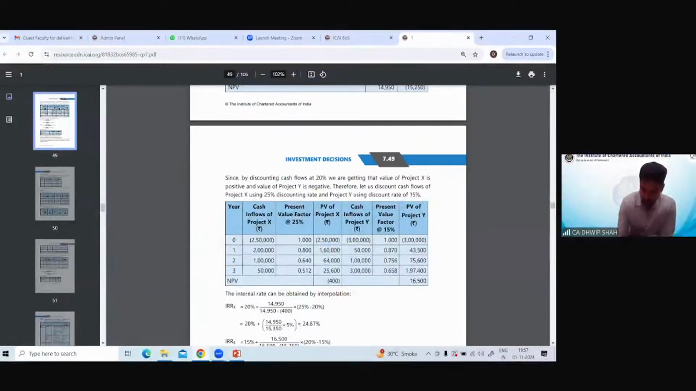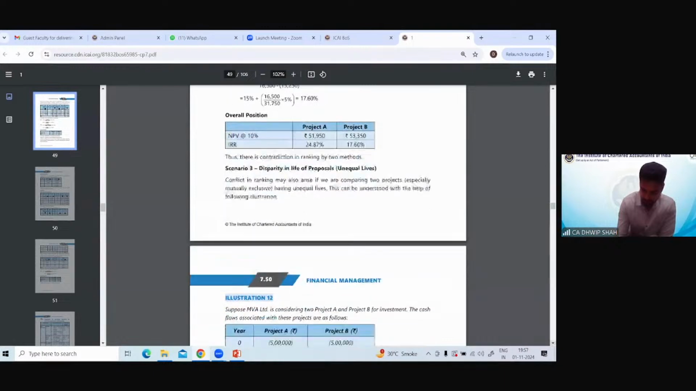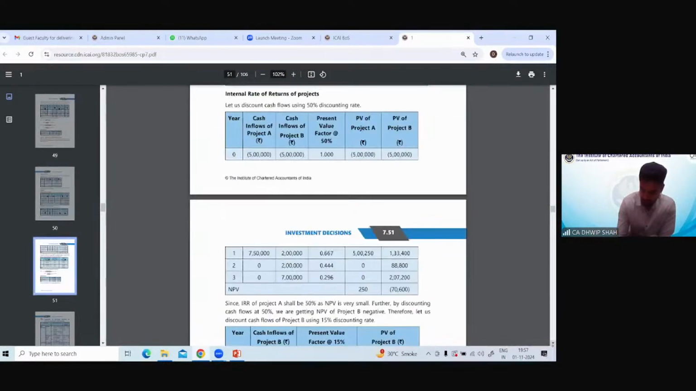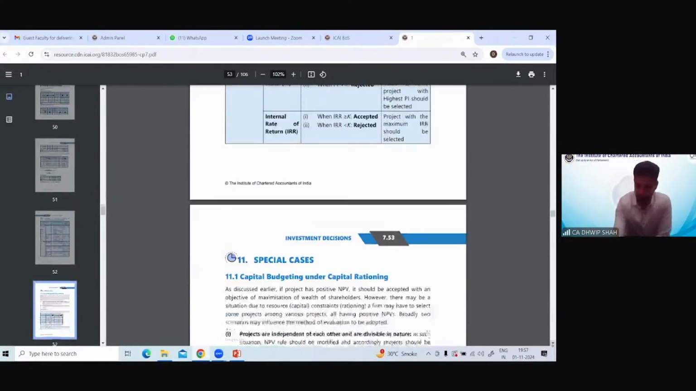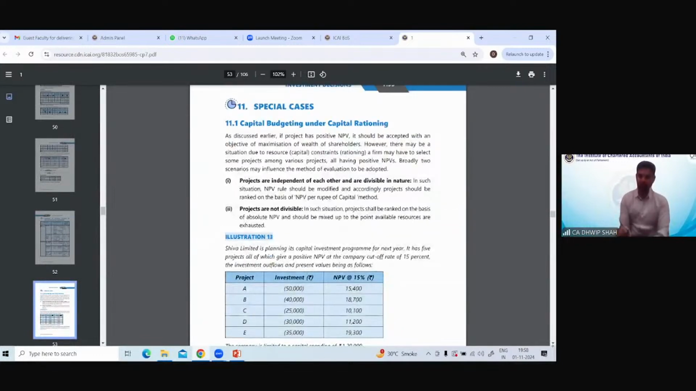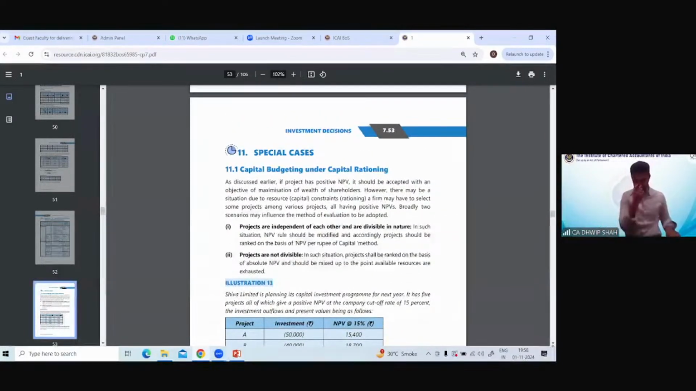Capital rationing. Yes, it is on page number 7.53. The objective of NPV is maximization of wealth. However, can you see the first paragraph? However, there may be situations, due to capital constraints, where a firm may have to select some projects among various ones. Means all the projects have positive NPV, but we cannot invest in all the projects.